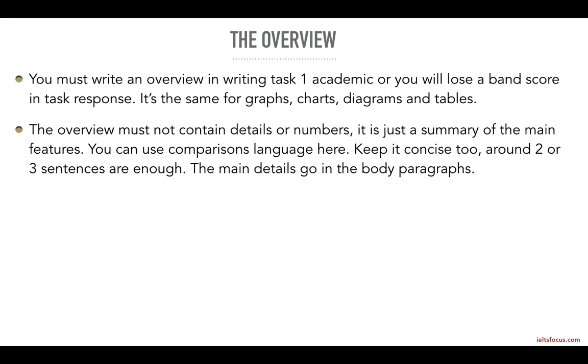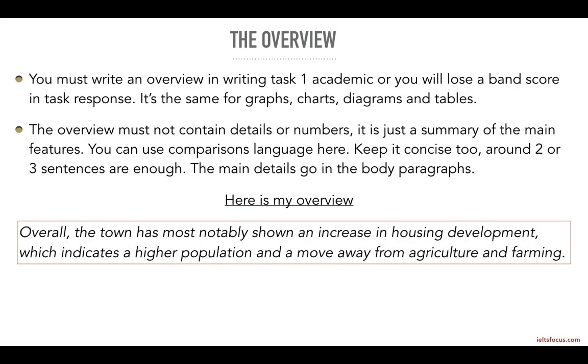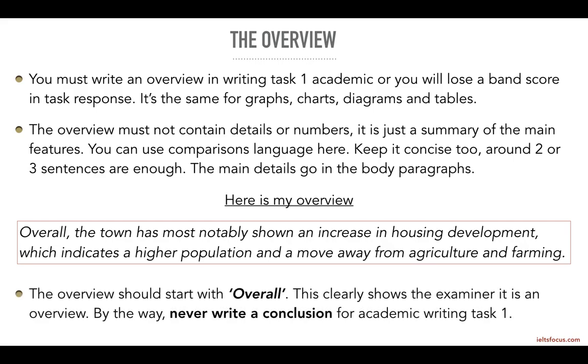paragraphs. So here's my overview to those two maps. So overall, the town has most notably shown an increase in housing development, which indicates a higher population and a move away from agriculture and farming. The overview should start with the word overall, because this clearly shows the examiner that it's an overview. The examiner can see straight away there's the overview. And by the way, never write a conclusion in writing task 1 academic. It's not necessary. All you need is an introduction, an overview, and 2 main body paragraphs.